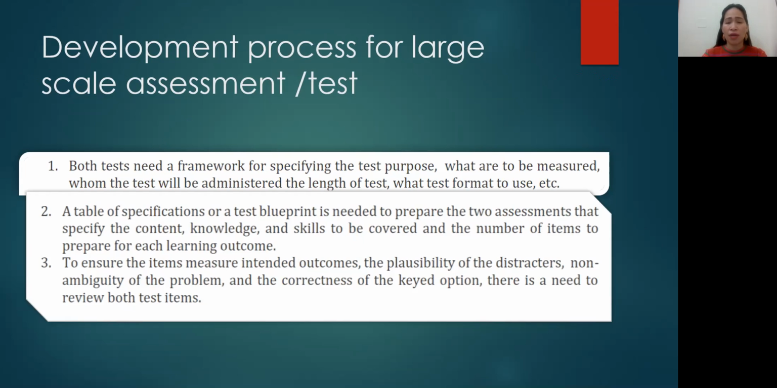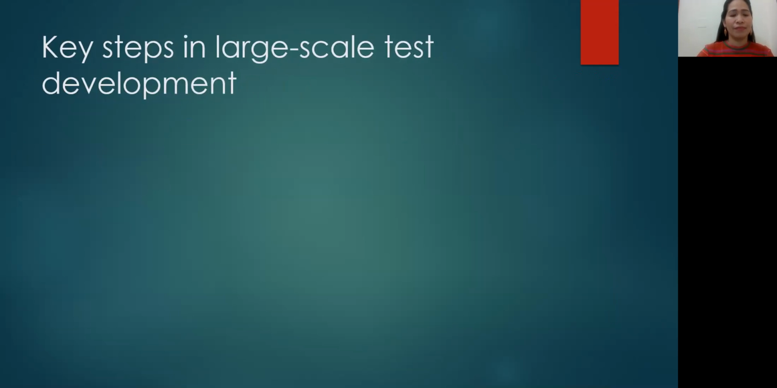To ensure the items measure intended outcomes, the plausibility of the distractors, non-ambiguity of the problem, and the correctness of the keyed option, there is a need to review both test items. So these are the key steps in large-scale test development.